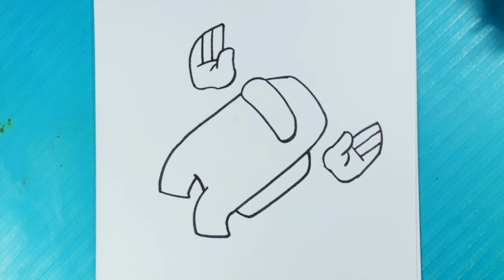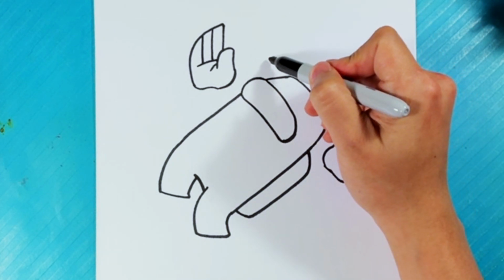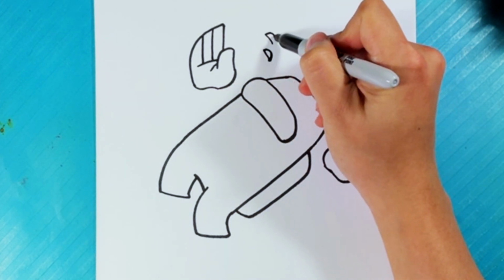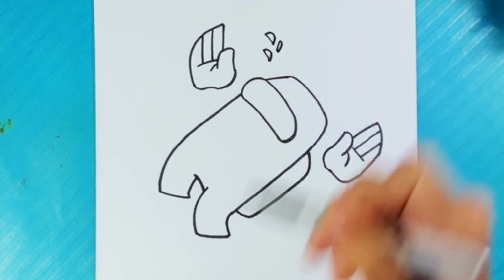Okay, we're almost done, really. And then we're going to go right here. He's nervous, so he's going to be sweating. So line right there. Line right there. Line right there. Just nervous.